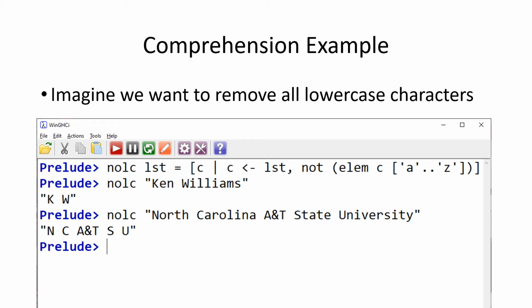Here's another example. Imagine we want to take all the lowercase characters out of a string of characters. Remember that a string is really just a list of characters. So in this list comprehension, we take all the characters in the list, and they'll be output if that character is not in the list lowercase a through lowercase z. And so we try it, and put my name in here, and we just get the first capital letter. Put it in here with North Carolina A&T State University, and I get all the uppercase characters and none of the lowercase characters. The spaces are still there because the spaces are not lowercase.